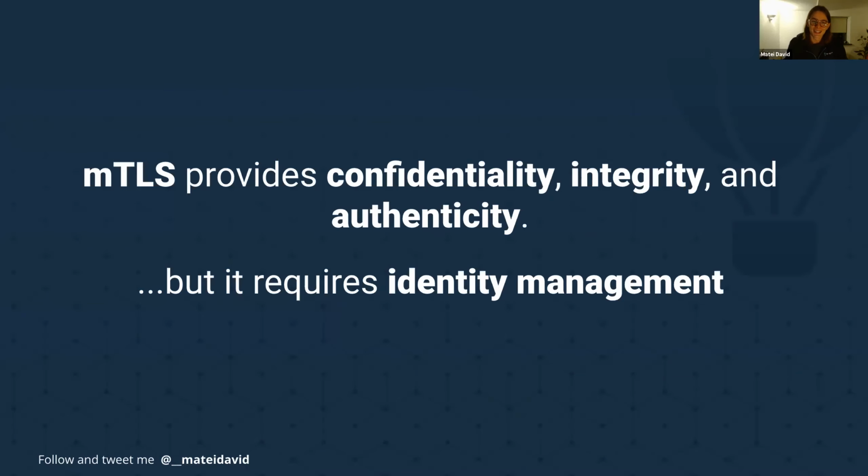All right, cool. So as we've seen, mTLS provides those CIA guarantees, right? We have confidentiality through encryption, we have integrity through hashing, and then we have authenticity because we do authentication with certificates. But like most of you have noticed, it requires identity management. Identity management relates to certificate issuance, certificate rotations, revoking certificates, and everything that has to do with certificates and public key cryptography.